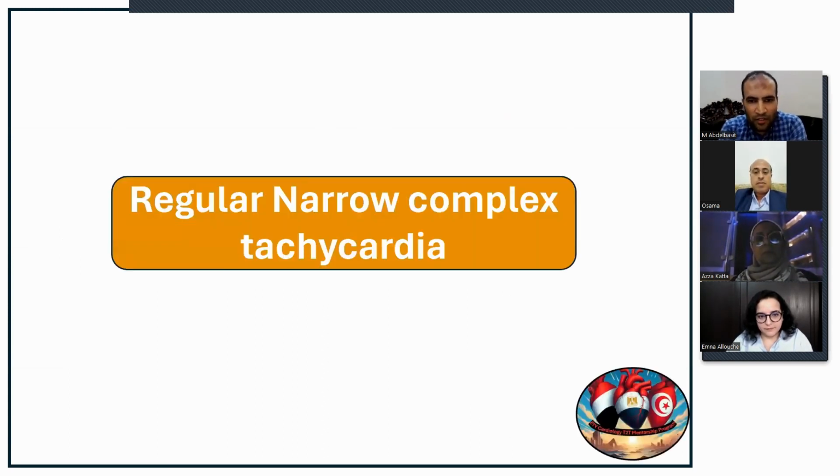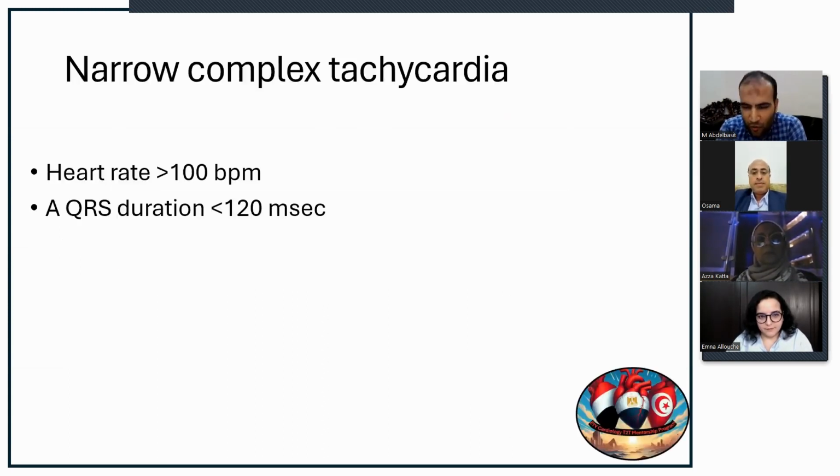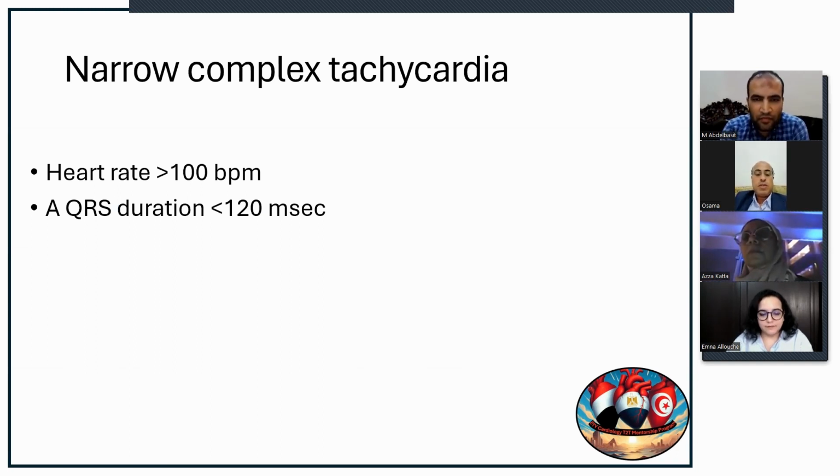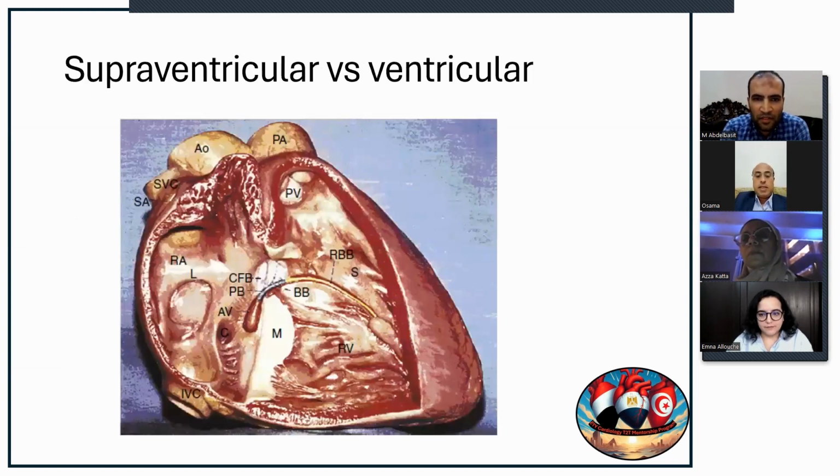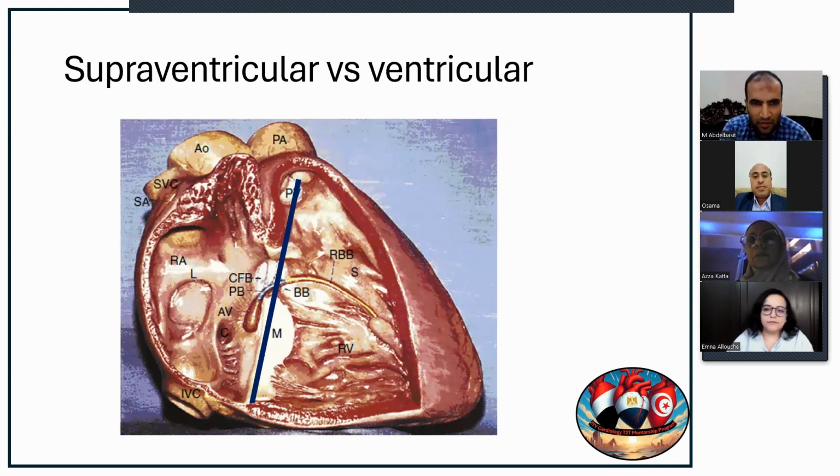Starting with regular narrow-complex tachycardia, and my question to you, Dr. Osama, how do you define narrow-complex tachycardia? We have a QRS complex of less than 120 milliseconds and a heart rate of more than 100 beats per minute to diagnose a narrow QRS complex tachycardia. So there is supraventricular and ventricular tachycardia. Is the AV node a supraventricular or ventricular structure?